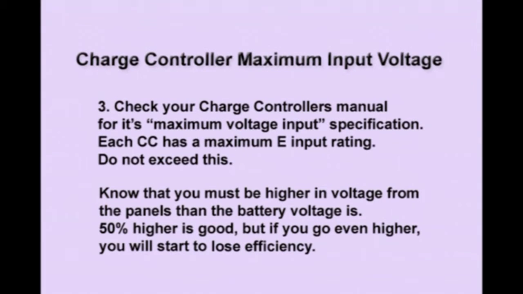And number three, check your charge controller's manual for its maximum voltage input specification. Each charge controller has a maximum voltage input rating, and do not exceed this with the voltage coming from the panel array. You know that the voltage from the panels must be higher than the battery voltage in the battery bank. 50% higher is good, but if you go even higher, you'll start to lose a little efficiency in the charge controller.